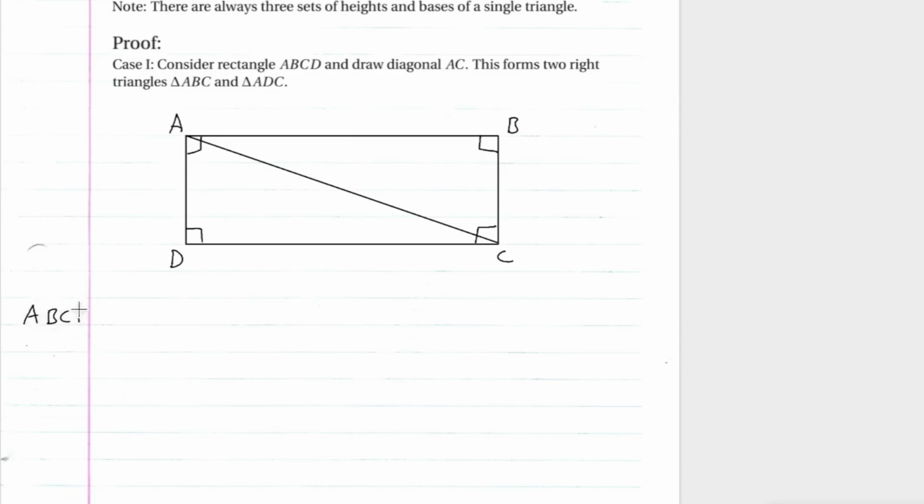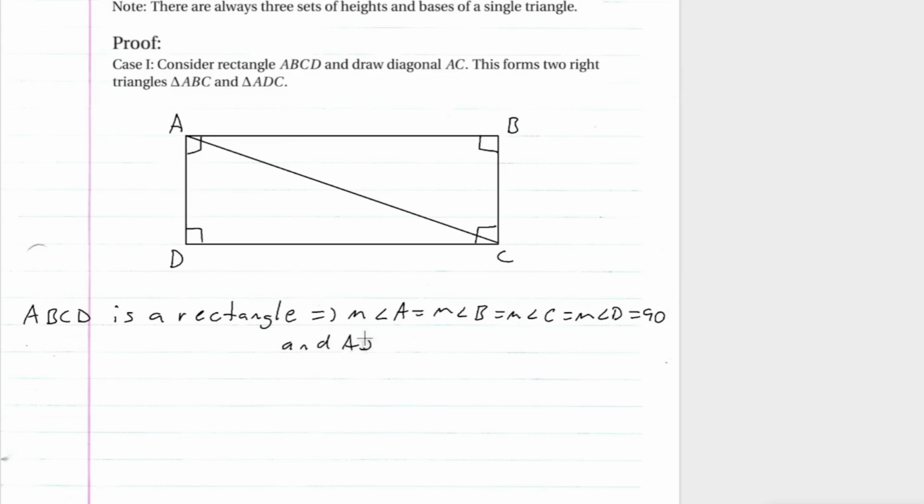ABCD is a rectangle, which implies that the measure of angle A is equal to the measure of angle B, equals the measure of angle C, equals the measure of angle D, and all of them equal 90. It also implies that AD is congruent to BC, and AB is congruent to DC. So those are the properties of a rectangle.